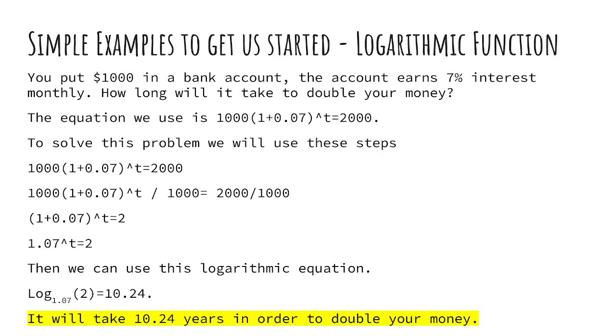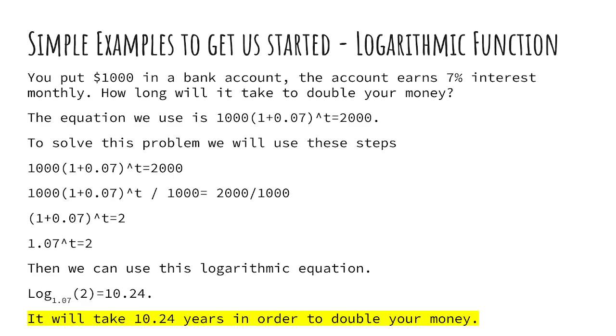So the equation that we use is 1,000 times (1 plus 0.07) to the power of t equals 2,000. The 1,000, of course, is how much you invested. The 1 plus 0.07 is how much you will make in a year. The t is how long it's going to take to be able to make $2,000, and the 2,000 is how much we would like to make.